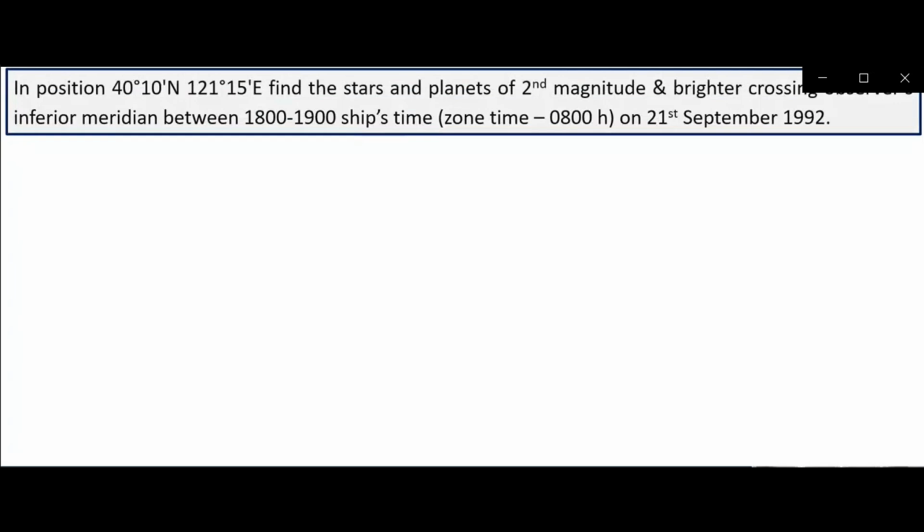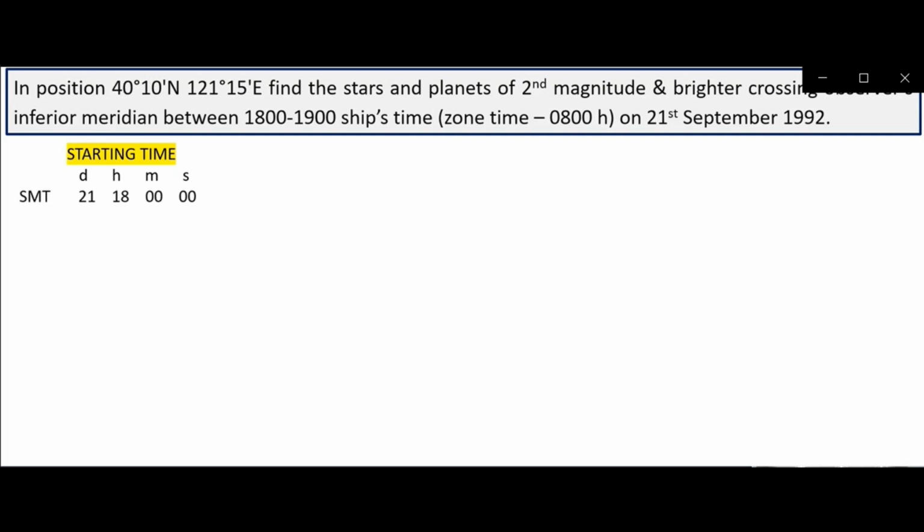Now let's solve this question. In position 40 degrees 10 minutes north, 121 degrees 15 minutes east, find the stars and planets of second magnitude and brighter crossing the observer's inferior meridian between 1800 to 1900 hours SMT. Zone time -8 hours, on 21st September 1992.